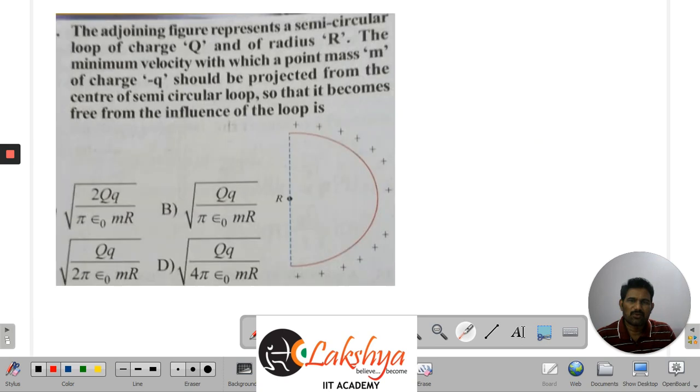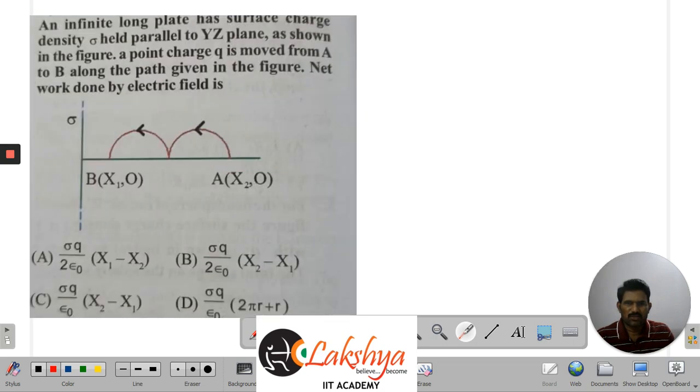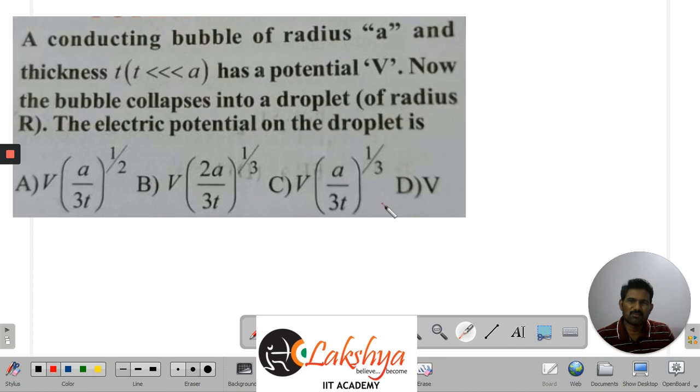And next, let us see some problems based on work done calculations and potential calculations. This is a simple problem, I think all of you can solve this easily. Now say this problem: a conducting bubble of radius A and thickness T, which is very much less than A, has a potential V. Now the bubble collapses into a droplet, and then the electric potential on its surface is, right? I think all of you can solve this problem.